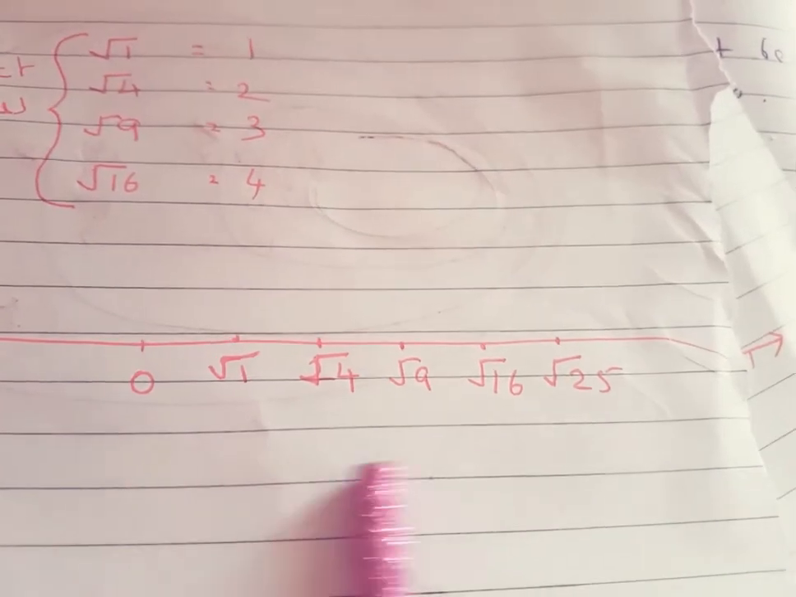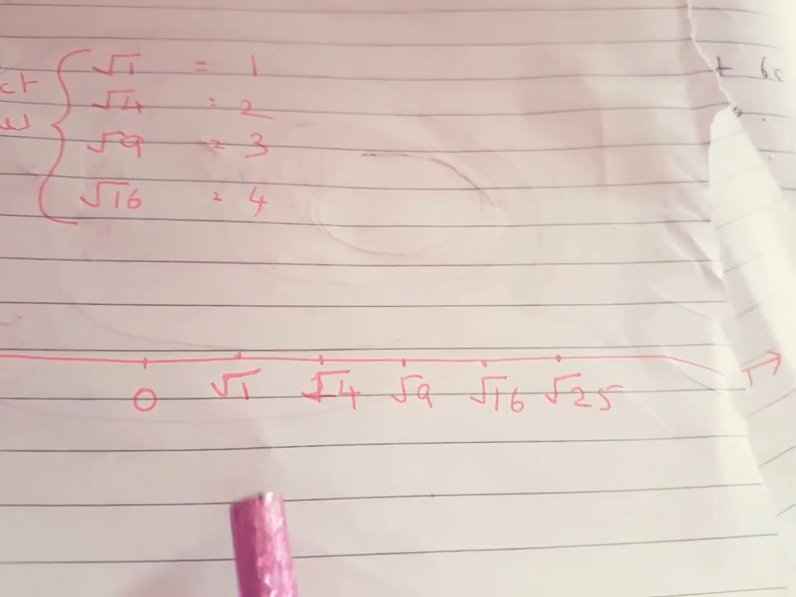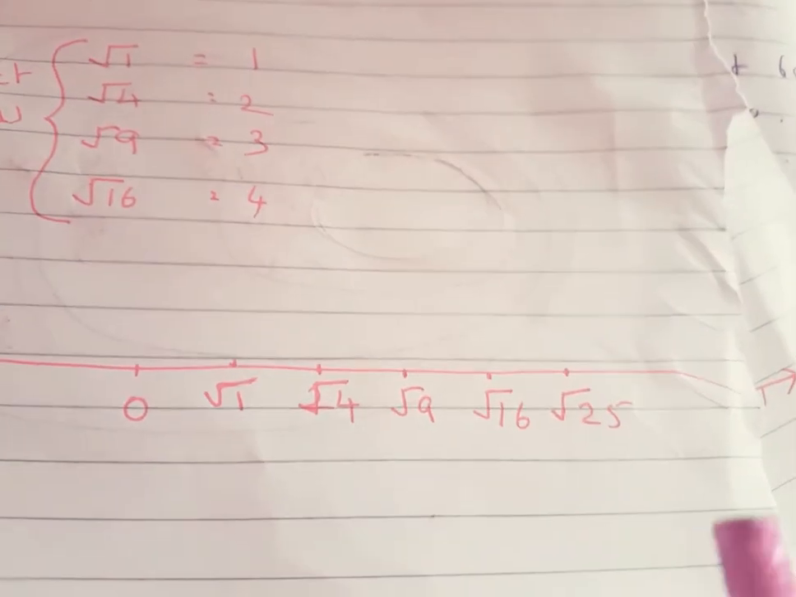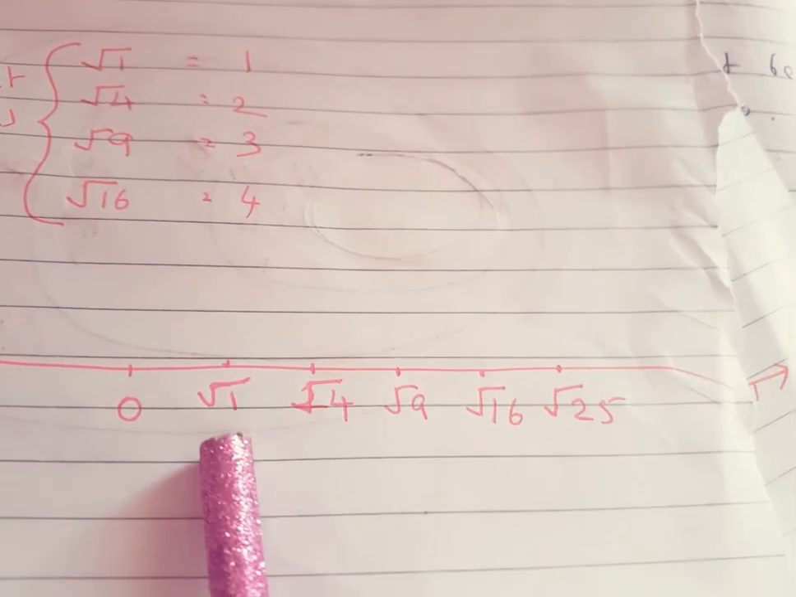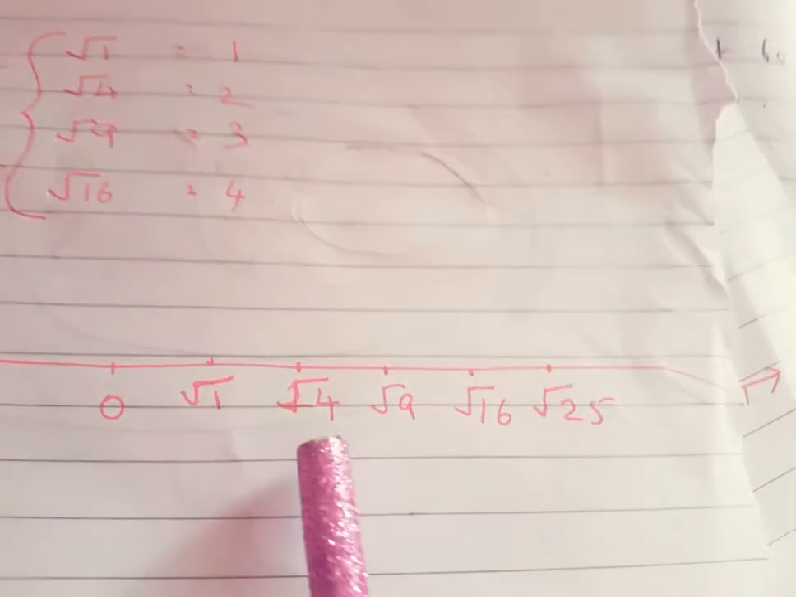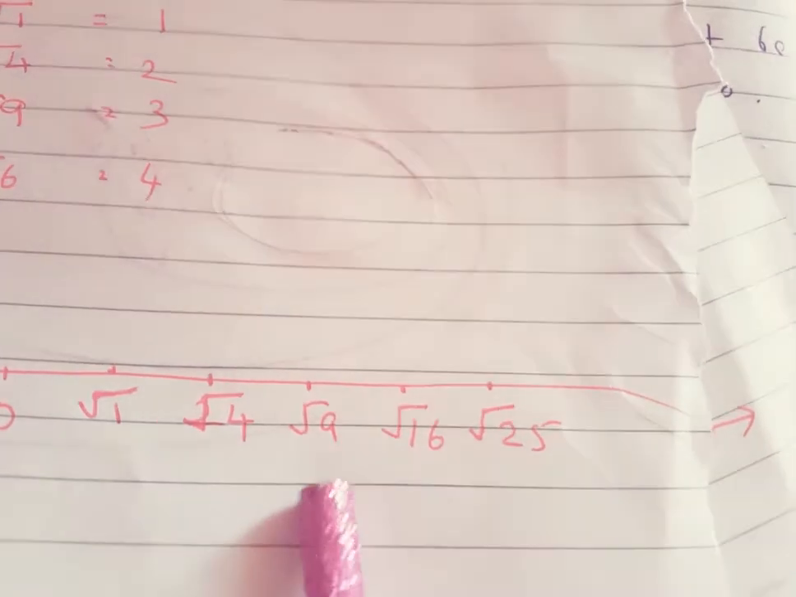This we can write like this also. The number line can be rewritten like this also. No harm in writing like this. This point 1 is root 1. Point 2 is root 4. No harm, no? Clear.